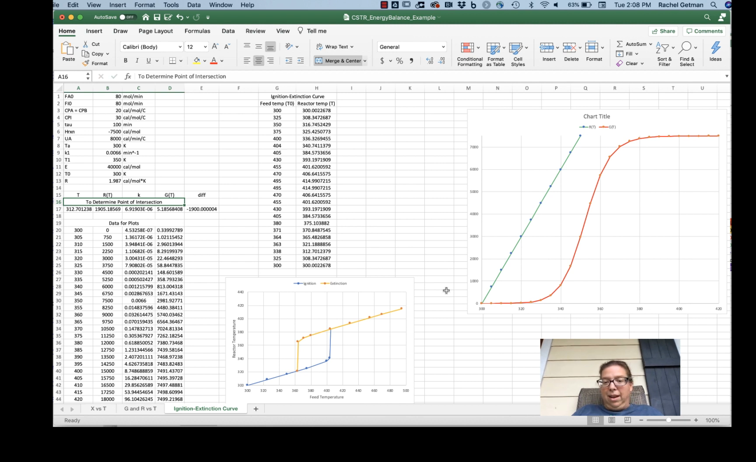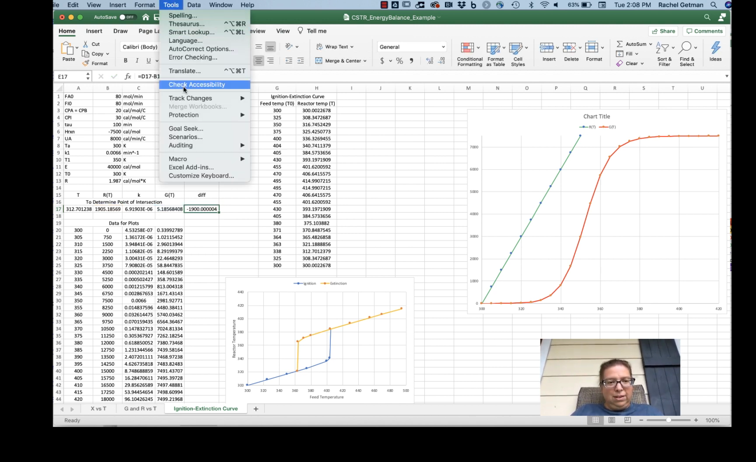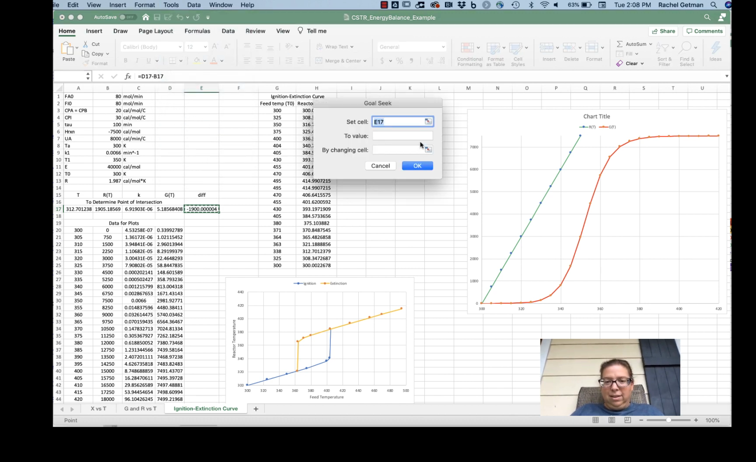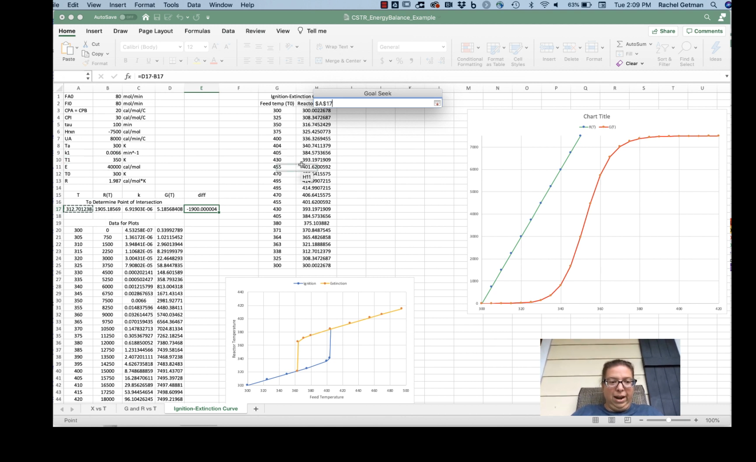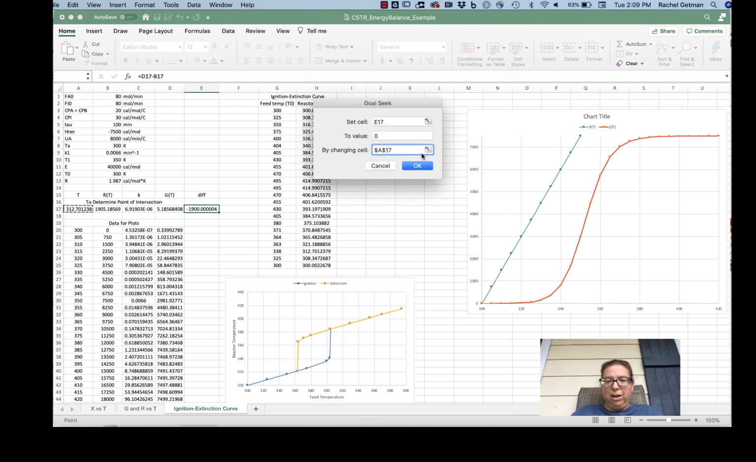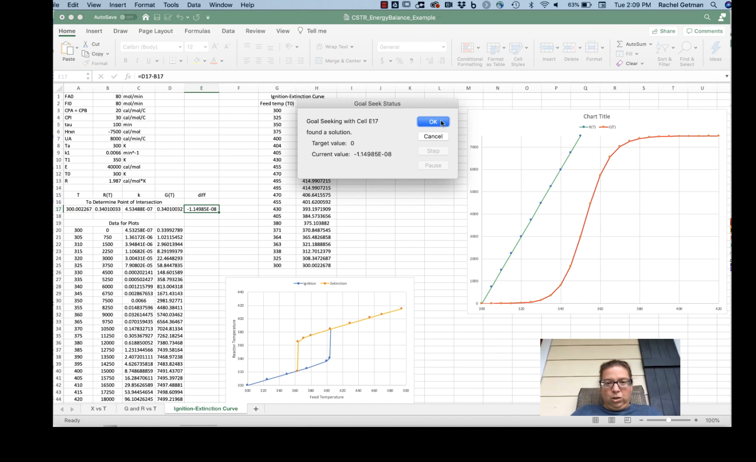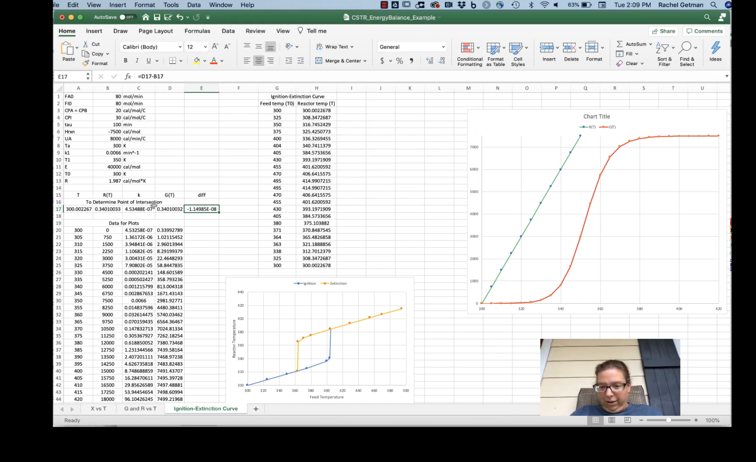That means that the difference between RFT and GFT should be equal to 0. I've made a cell here where that is calculated, and I'm going to use the Microsoft Excel goal-seek function to set this difference equal to 0 by changing this cell, which is the reactor temperature. That's going to give me the reactor temperature that satisfies the condition that GFT and RFT are equal at this particular feed temperature. I do that, I get a value just over 300, and in fact if I look at my plot, that's what I would expect because that's about where those 2 points are intersecting.